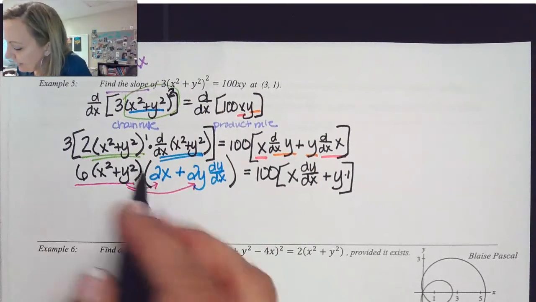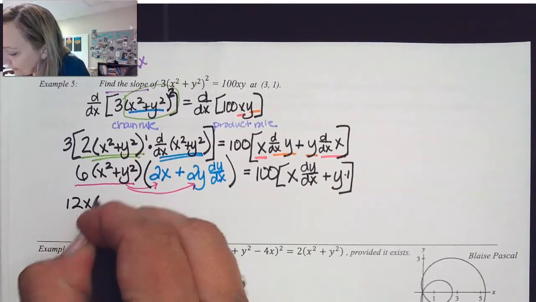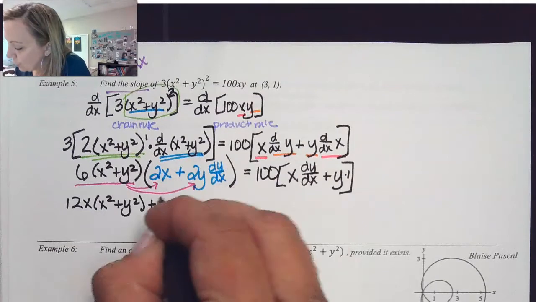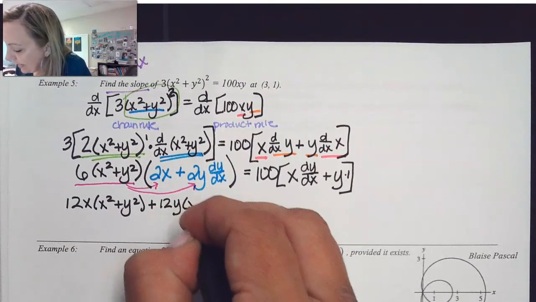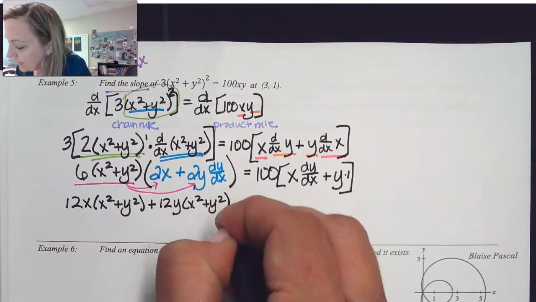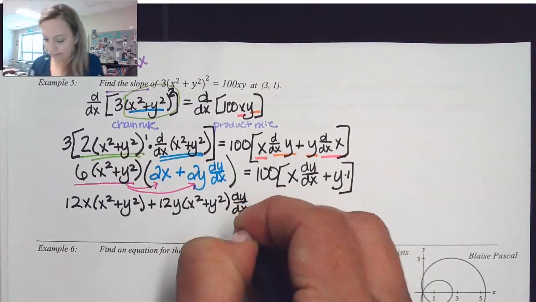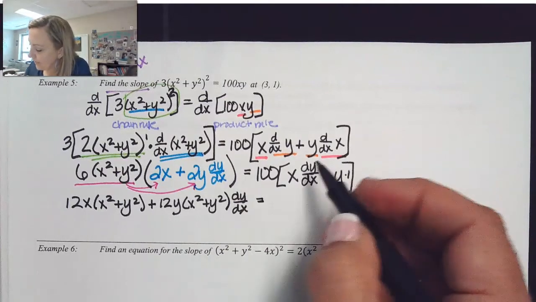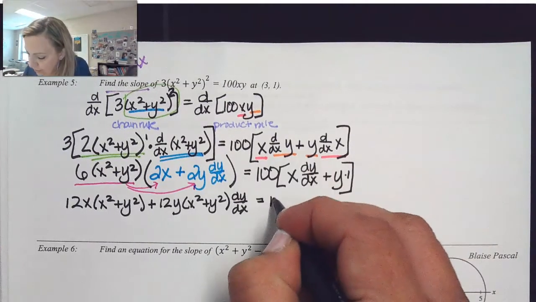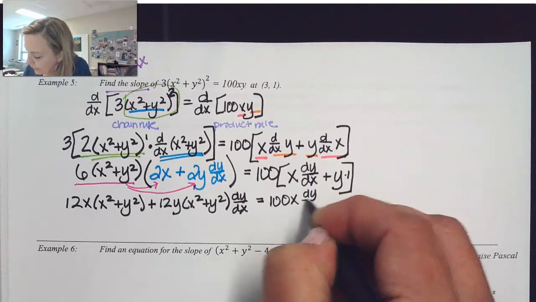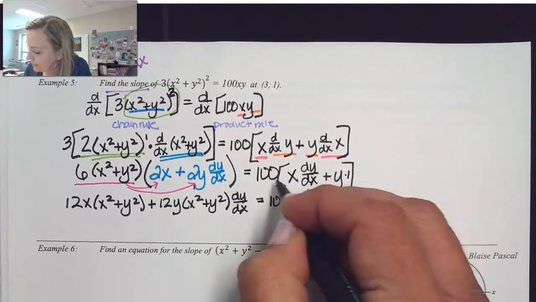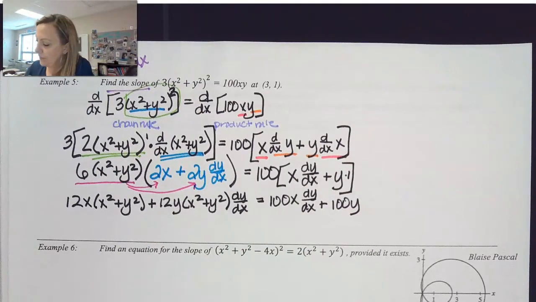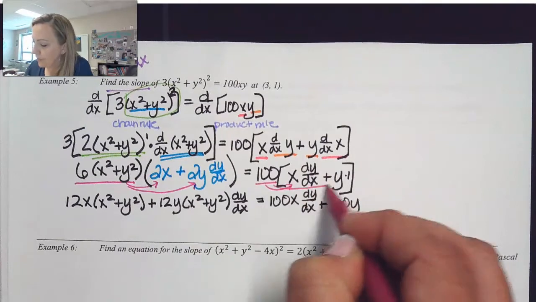So when I multiply that here, I get 12x(x squared plus y squared) plus 12y(x squared plus y squared) times dy/dx. And then over here, just trying to get rid of some of the parentheses, I have 100x dy/dx plus 100y. So this one side was a little easier. I was just distributing the 100 to each part.